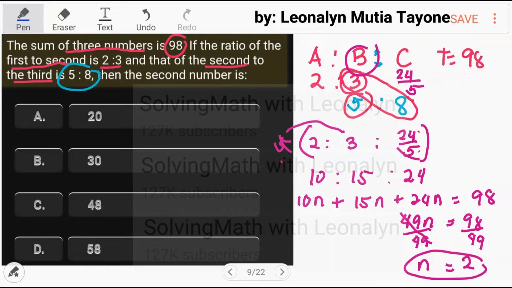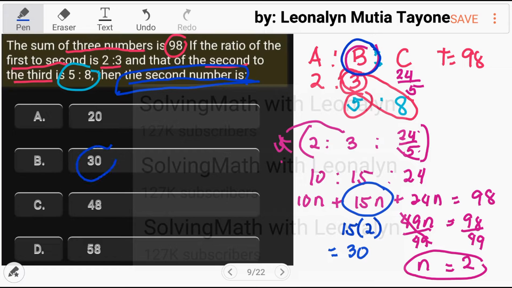The question here is second number. Our second number ay itong b. Ang b natin ay itong 15n. n is equals to 2. So, therefore, 15 times 2, and that is equals to 30. So, ang sagot dito ay 30.